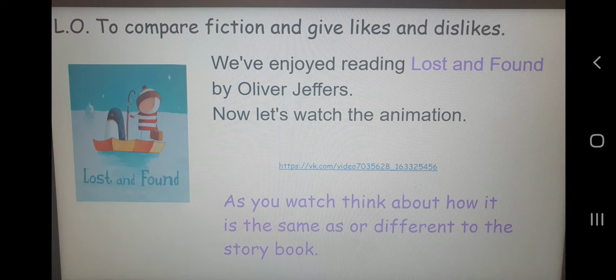As you watch the animation, think about how it is the same or different to the storybook. You may want to pause the video as you're watching it as well. You can have a look. Now, I would like you to pause my video so that you can watch the animation of Lost and Found. I know you're going to enjoy it.